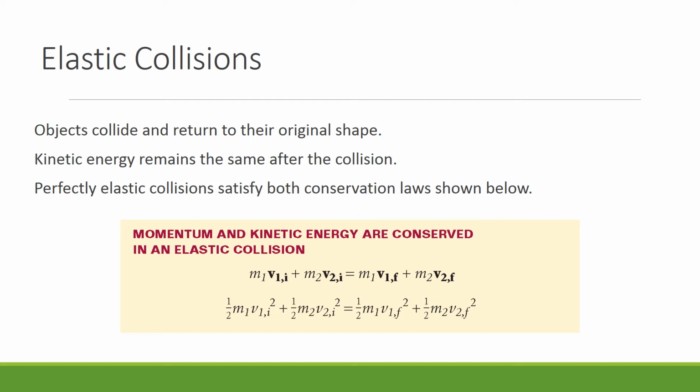If you take a look at these two laws, the first law here is the conservation of momentum. It's m1 v1 initial plus m2 v2 initial equals m1 v1 final plus m2 v2 final. As you can see here, m1 stands for the mass of object 1, m2 stands for the mass of object 2. Initial and final mean before collision and after collision, and v stands for the velocities. The second law is the kinetic energy conservation law. It applies only for perfectly elastic collisions.